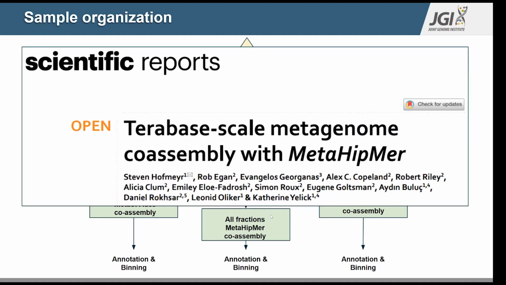And if you're assembling all of the fractions together, it ends up being a huge data set, and really something that's only possible with the use of MetaHipMer for many of these projects. And so MetaHipMer is a terabase scale assembler. And so metagenome-SIP is really leveraging a lot of the technologies developed in collaboration with JGI.